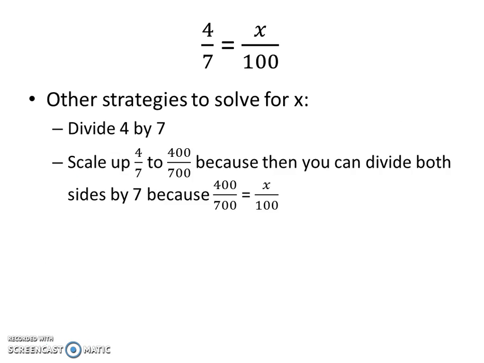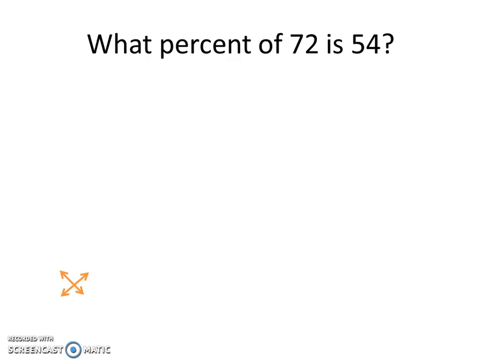Now you might be thinking, there's other strategies that we can use, and that's true. Another strategy is to just divide 4 by 7 to figure out what decimal that will be, and then write that as a percent. Or we can scale up 4/7 to 400 over 700, because then we can go from 700 to 100 by dividing by 7, and then we can do 400 divided by 7 to get our answer. So these are 2 other strategies that we can use.